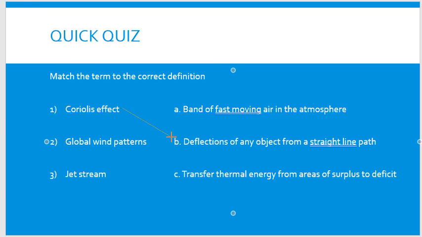Okay, so we know the Coriolis effect is the deflection. Wind patterns transfer thermal energy from areas of surplus to deficit. And then the last one, the jet stream, we know is a band of fast-moving air in the atmosphere, specifically in the stratosphere.